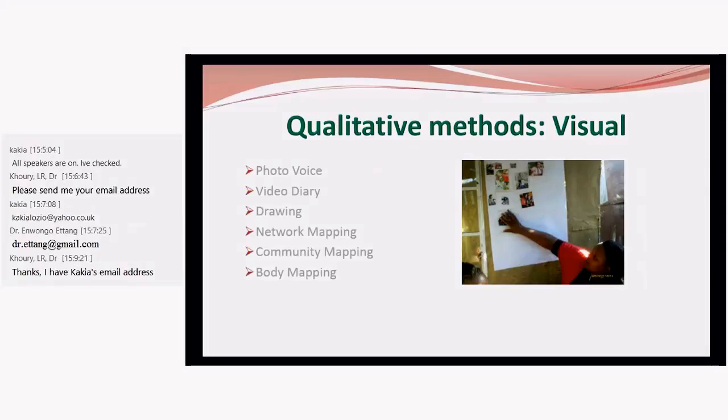The last photo voice study I was involved in, I think we were working with car guards here in Cape Town. Most of the car guards that were working at the shopping center were from out of country and they were immigrants. It was around the same time as the xenophobic violence that erupted here in Cape Town a few years ago. We took disposable cameras and we explained the study to them.